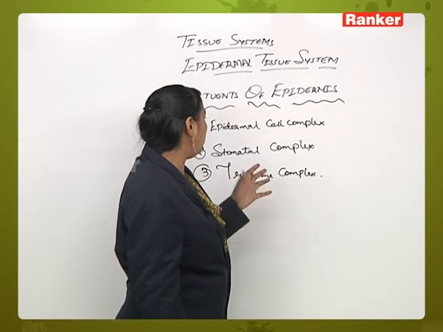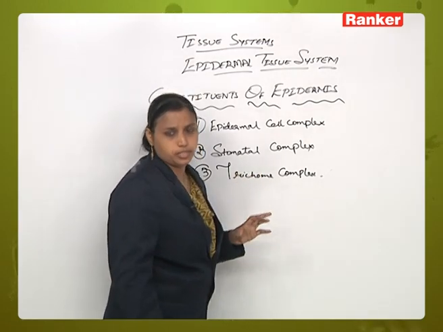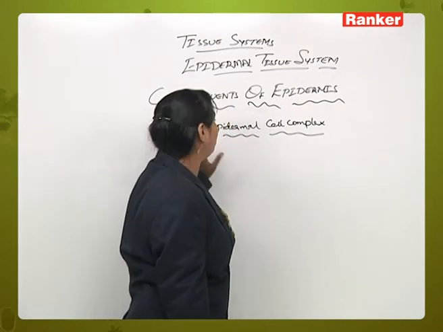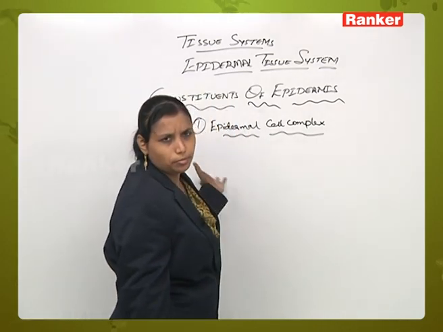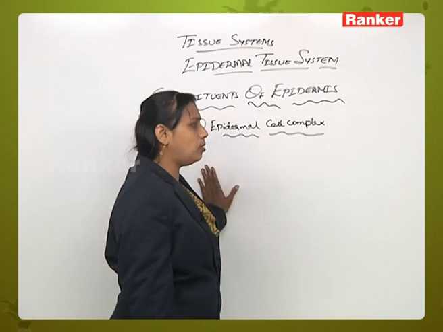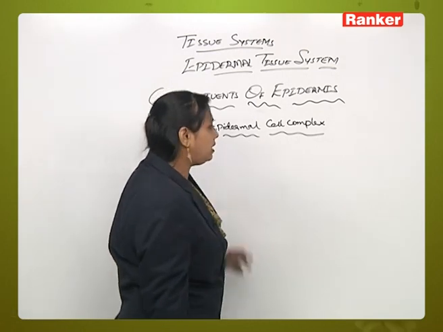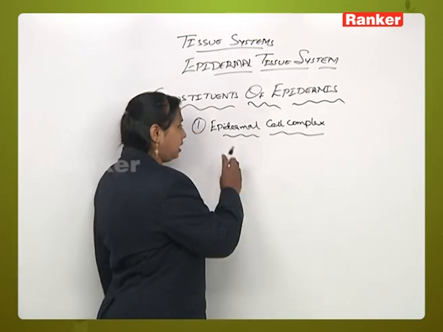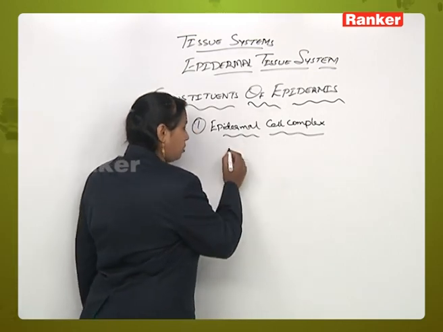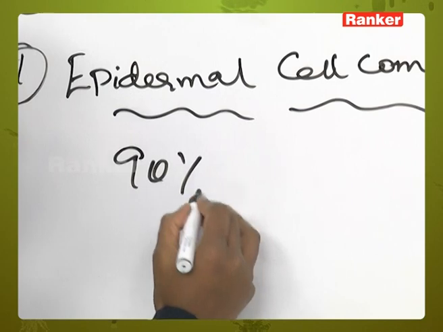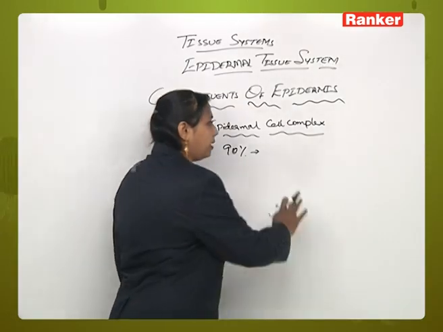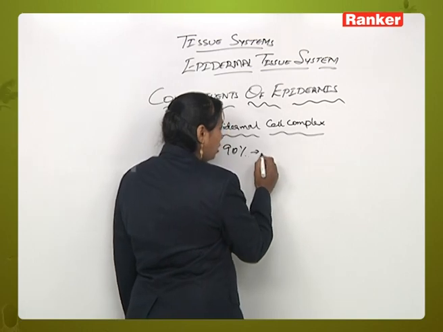The first one we will be dealing with here is epidermal cell complex. Constituents of epidermis: we will be studying 3 different types of components, epidermal cell complex, stomatal complex, and trichome complex. So, now here we will be dealing with epidermal cell complex. In epidermal cell complex, about 90% of the epidermis in total is occupied by it.